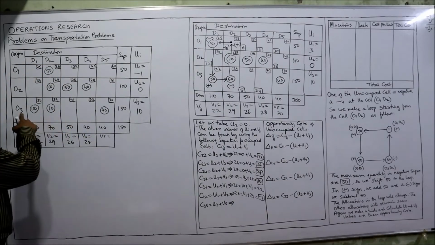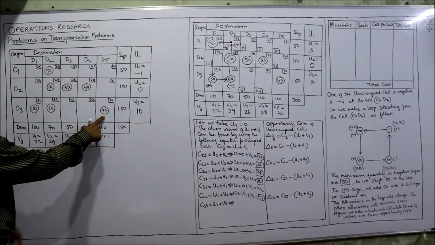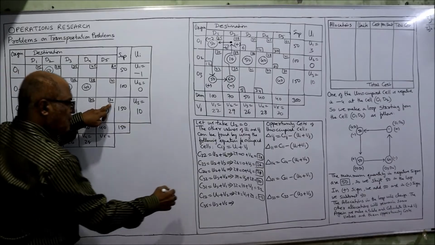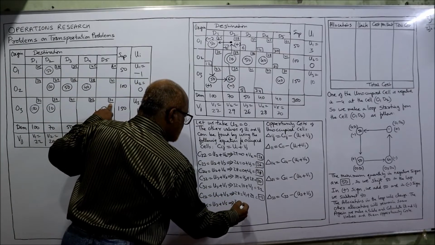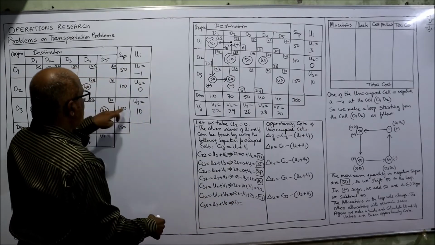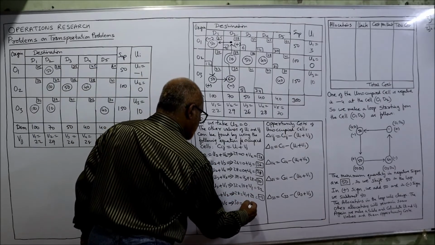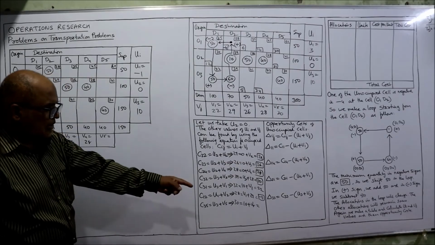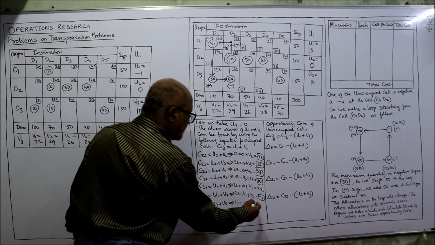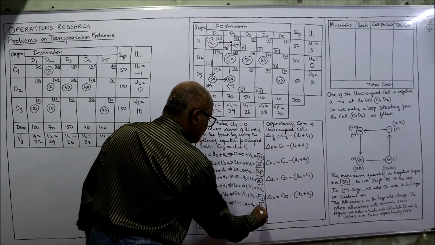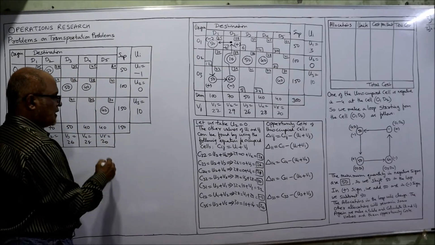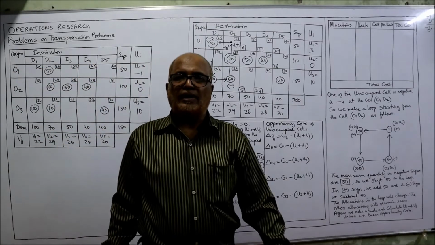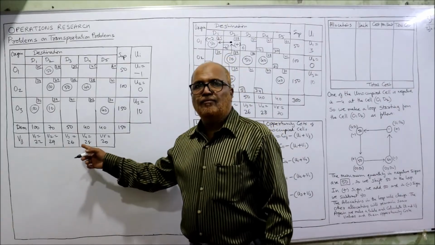Lastly 3, 5. This is 3, this is 5. So C35 is 30. So 30 is equal to U3, U3 is 10, plus V5. So bring the 10 to the left hand side, it will become minus 10. 30 minus 10, 20. So V5 is 20. That's all.